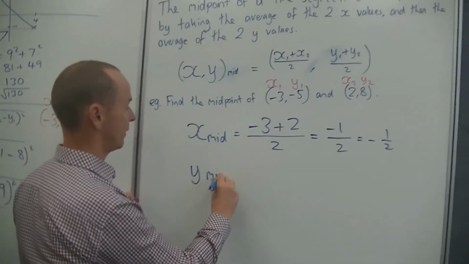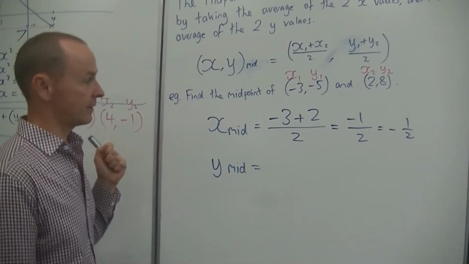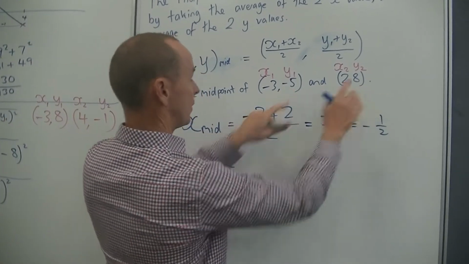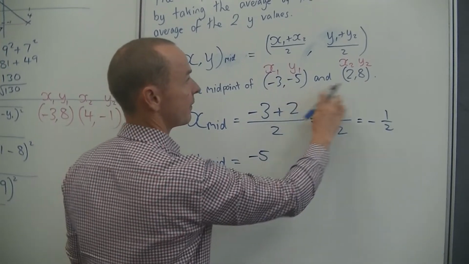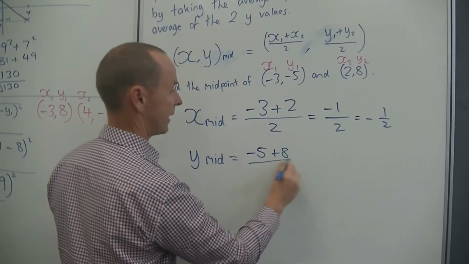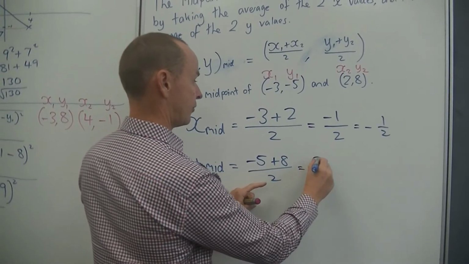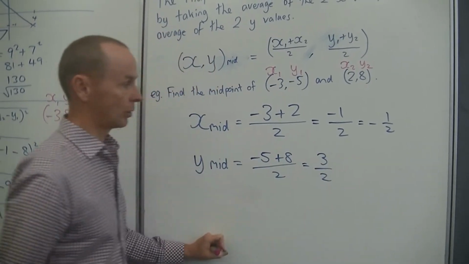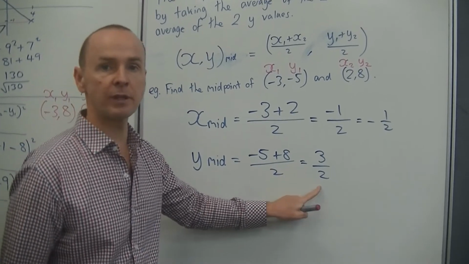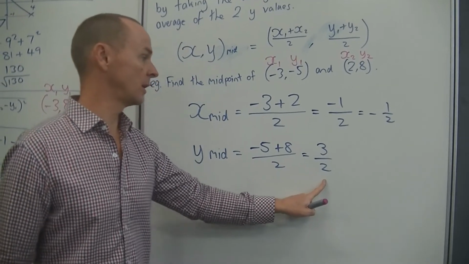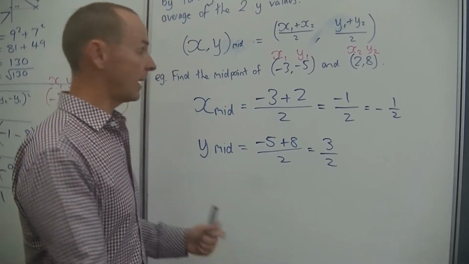Now, the y midpoint value is exactly the same. Take an average of the 2 y values. So we've got minus 5 plus 8, and you take an average of that, so you make it over 2. Minus 5 plus 8 is 3, 3 over 2. 3 over 2 is 1.5. I'm just going to leave it as an improper fraction. We're finished. So everyone got that?